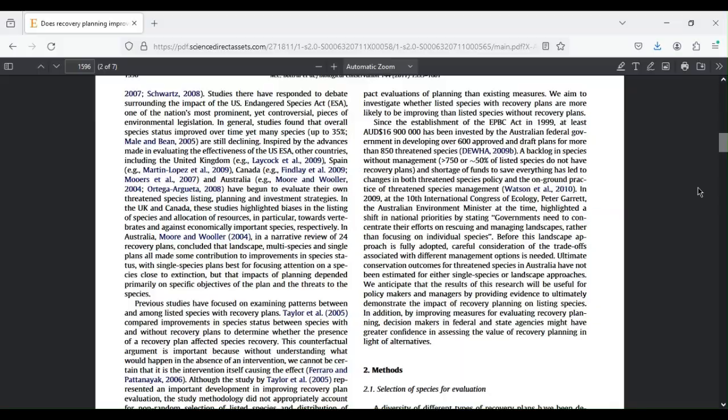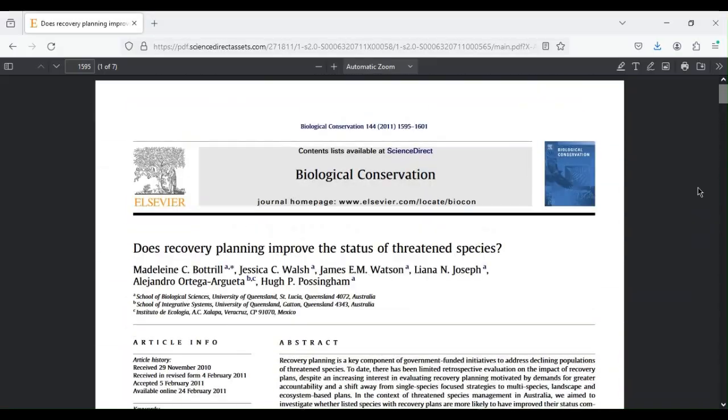So what if there's a bias? As long as some of the species are getting protected, right? Well, Madeleine Bottrill out of the University of Queensland might not agree with you. Her associates and her did a study in 2011 that showed there was actually no difference whether a species had a recovery plan in place or didn't.